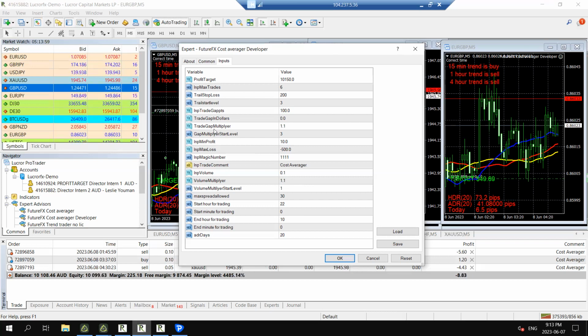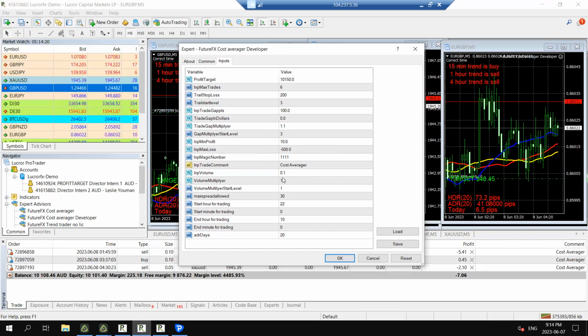As you can see, I only have my gap multiplier at 1.1 and then my volume multiplier at 1.1. So it's only slightly increasing it. It'll make this one 0.1. The next trade would be 0.11, 0.12. It's only getting slightly bigger.